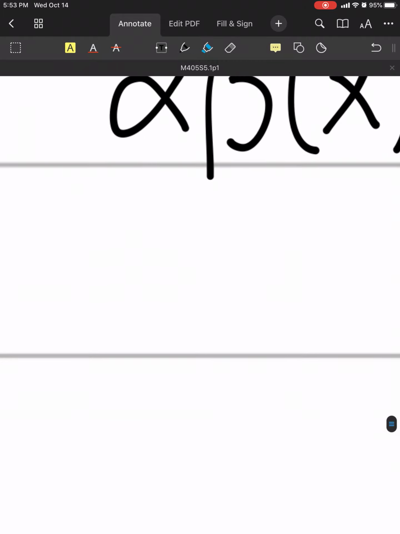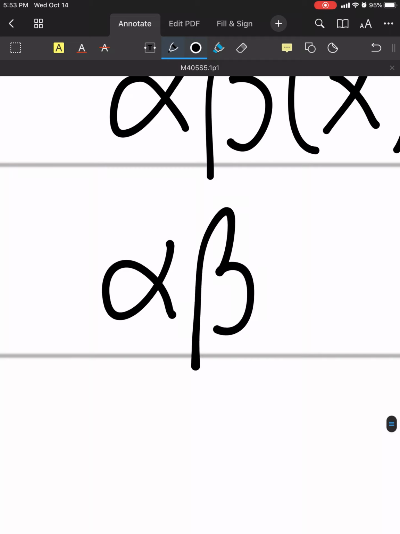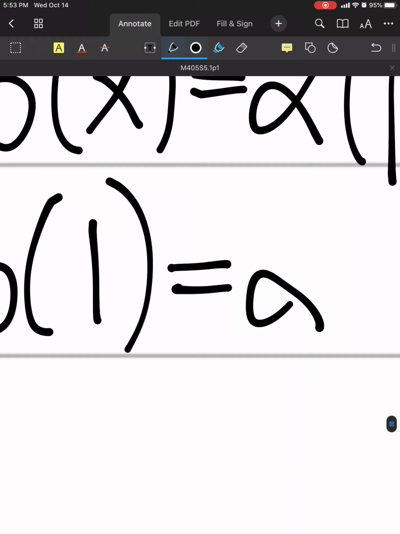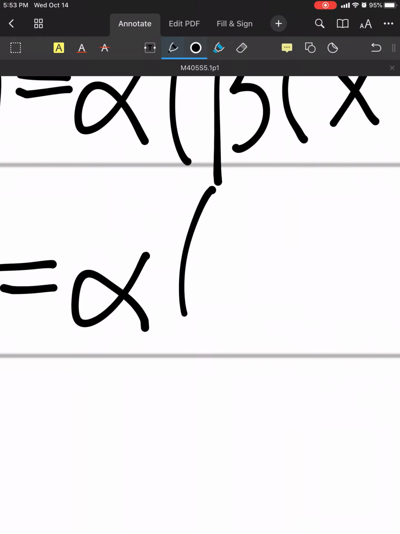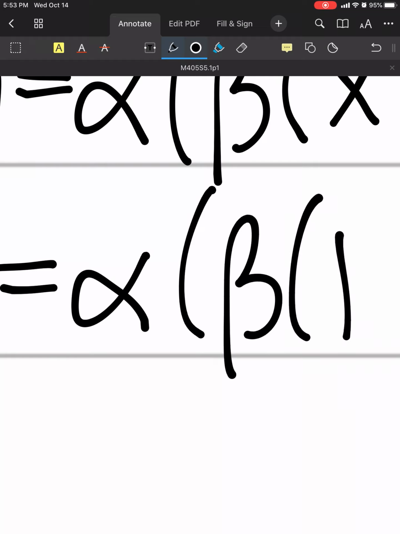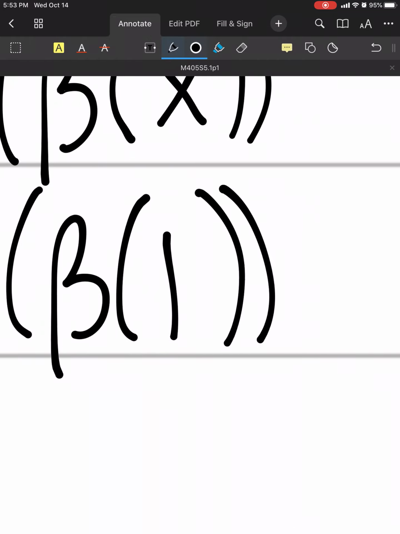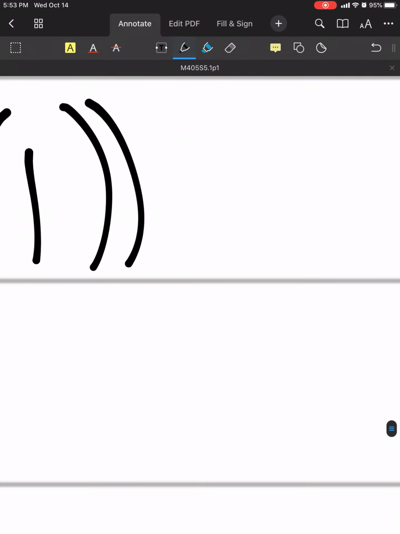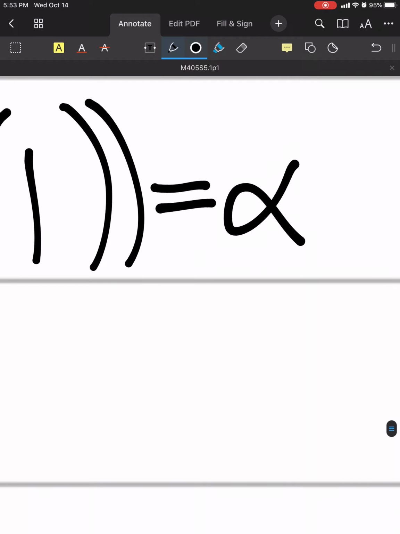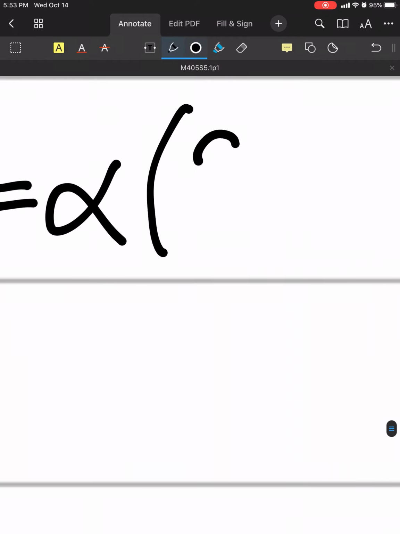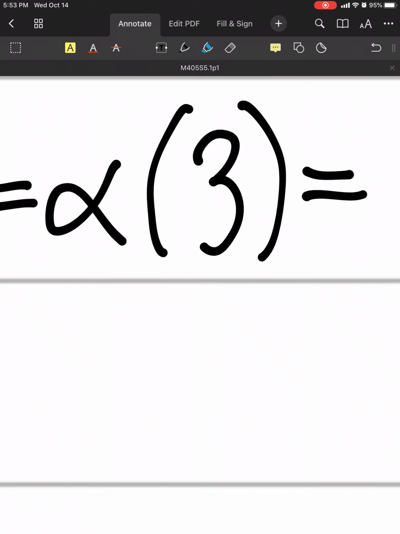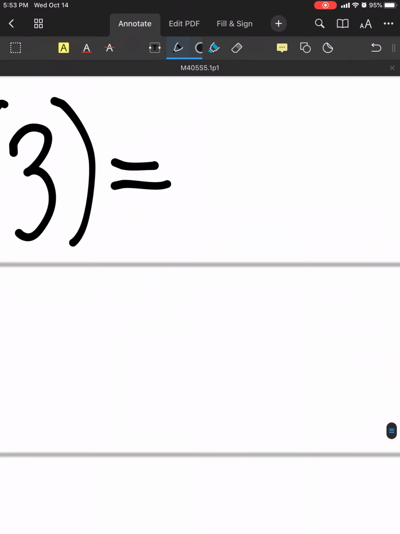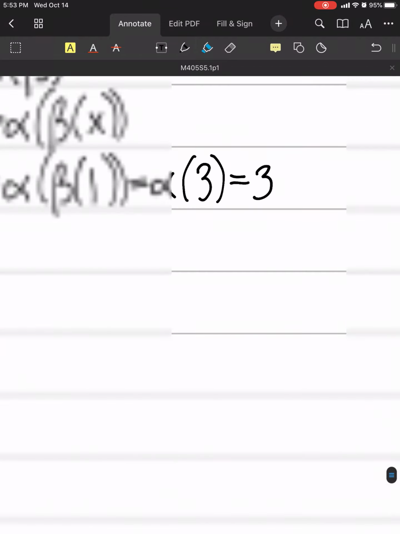Okay, so for instance, alpha beta of 1 is equal to alpha of beta of 1. So we look back at our beta function and we see 1 goes to 3. So this means alpha of beta of 1 is alpha of 3. And then we look at what alpha does to 3. And alpha just takes 3 to itself. So we get 3 there.